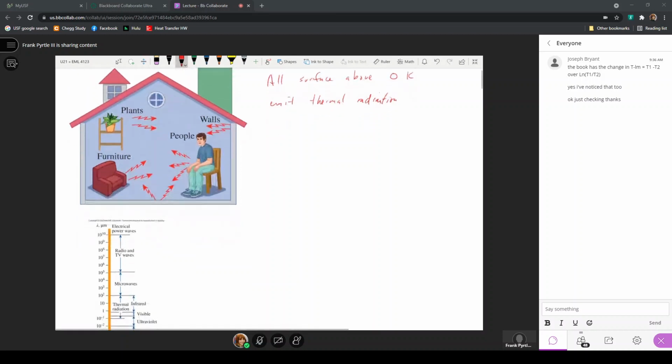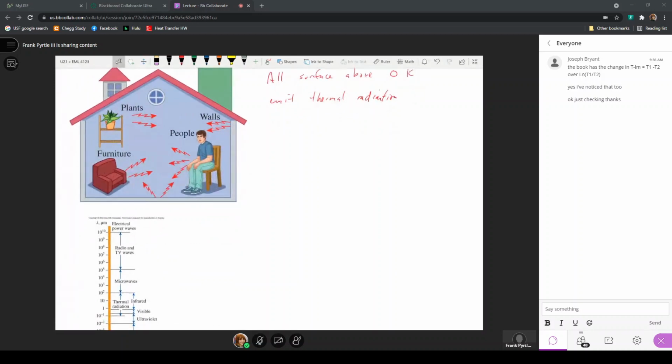And that radiation that is being emitted, let's say by this guy here that's sitting in the chair, well, if he's emitting radiation and everything else in this room is emitting radiation, the furniture, the plants, and the walls, well, we're all interested in how much energy is being emitted from the person that's sitting here, but also how much energy that person is absorbing from the surfaces that are around them.